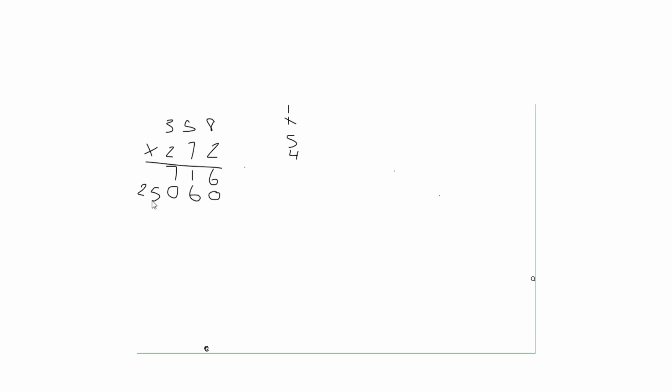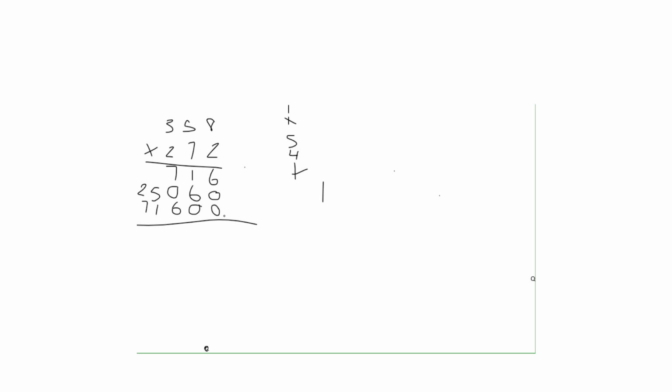Okay, so we're finished with the tens column. What we're gonna do, we're gonna go to the hundreds column. We're gonna put a placeholder in the ones column, a placeholder in the tens column. So now we have 2 times 8, that's 16, 6, and carry the 1. Then we have 2 times 5 is 10, plus the 1, that's 11, so that's 1, carry 1. Then we have 2 times 3, that's 6, plus 1, that's 7.